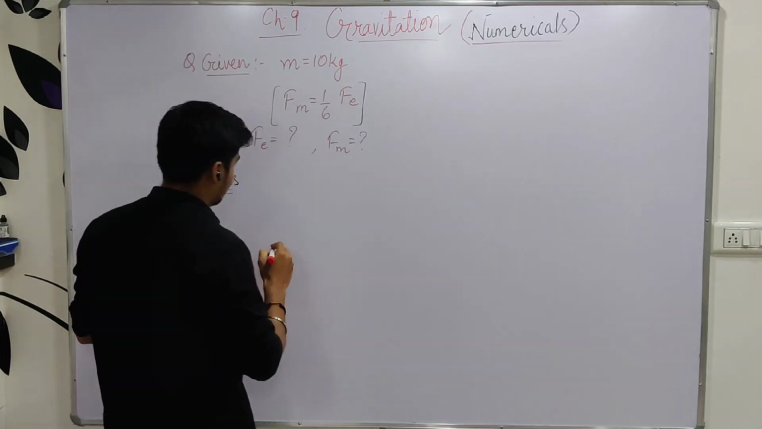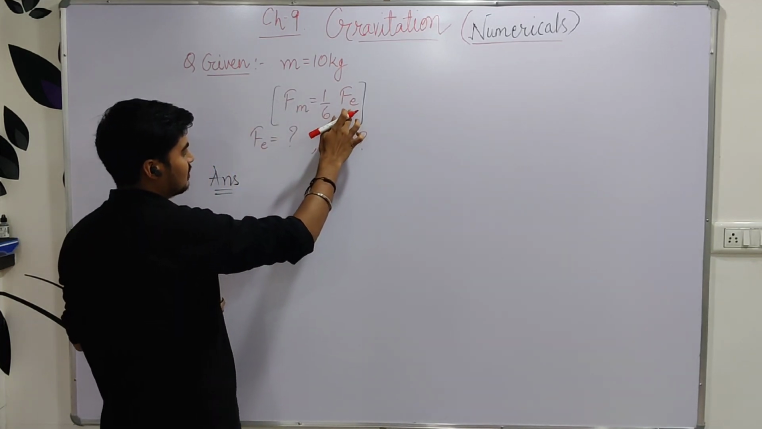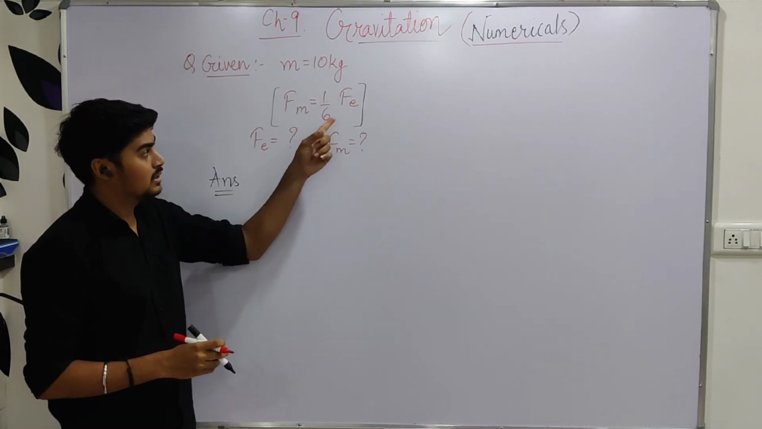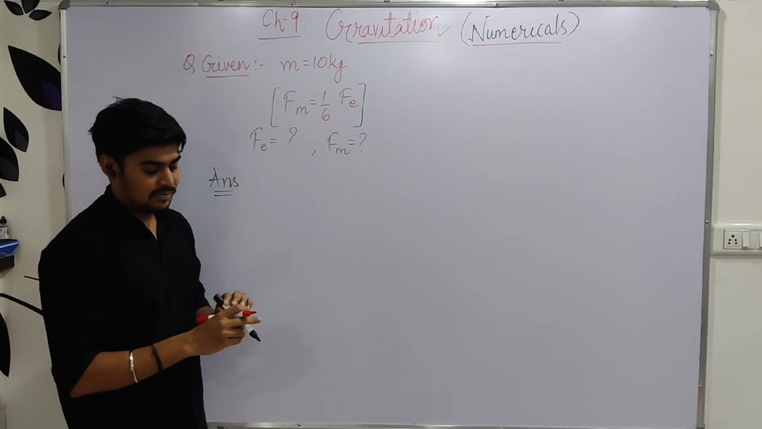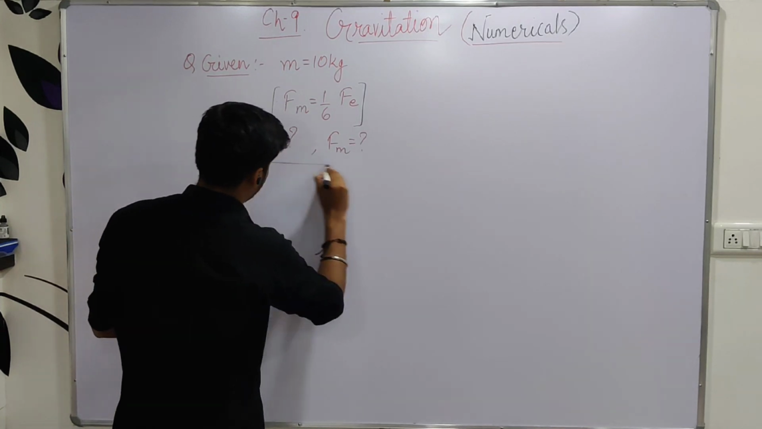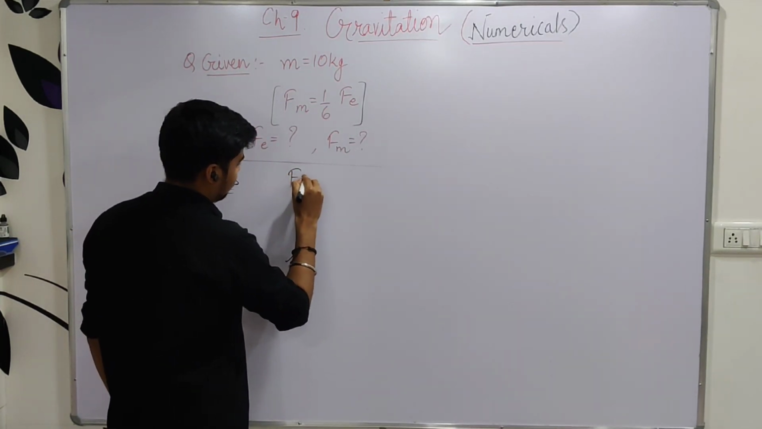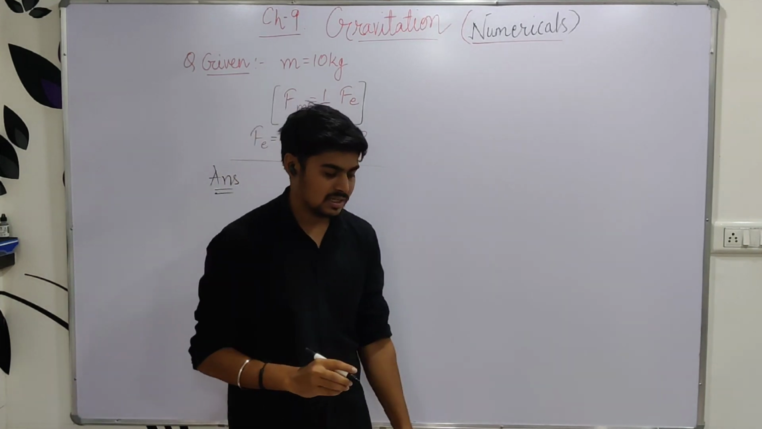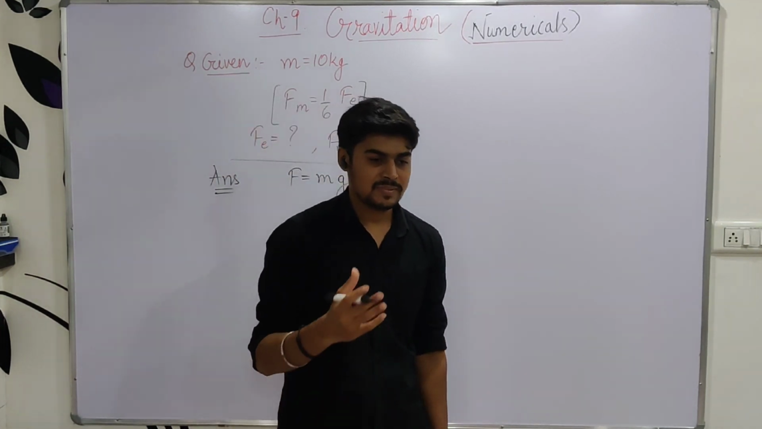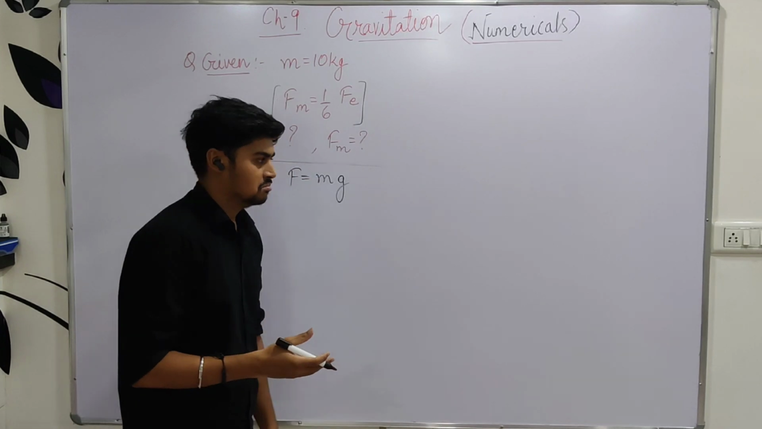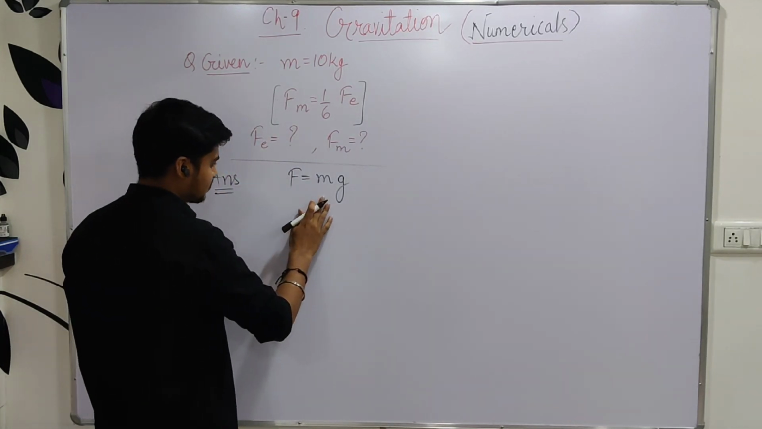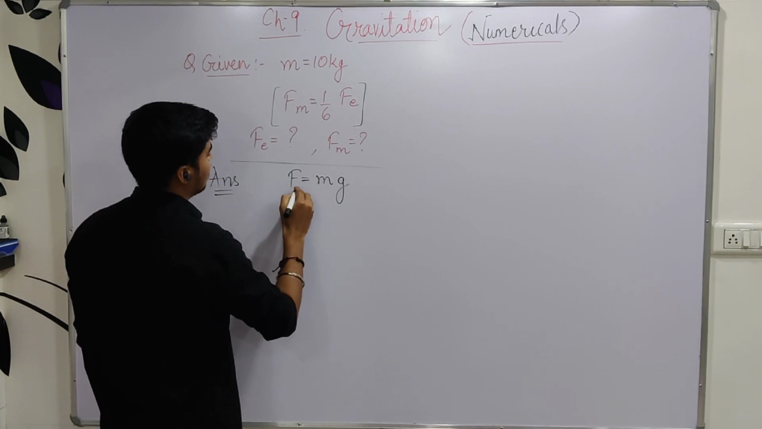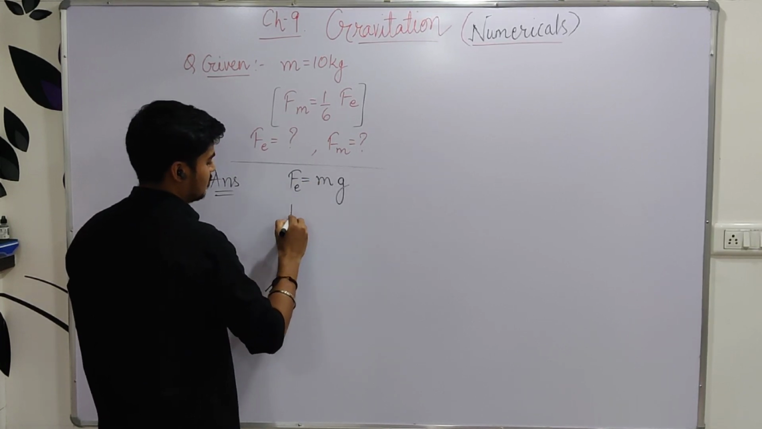Let's see. You know that if I am able to calculate this Fe, then by using this formula I can calculate Fm. But the question arises how to calculate this Fe. If you remember, we have a formula F is equal to m g. Whenever there is any object of any mass on the surface of earth, because of earth's gravitational force, we can use the formula F is equal to mg. That is because of earth.